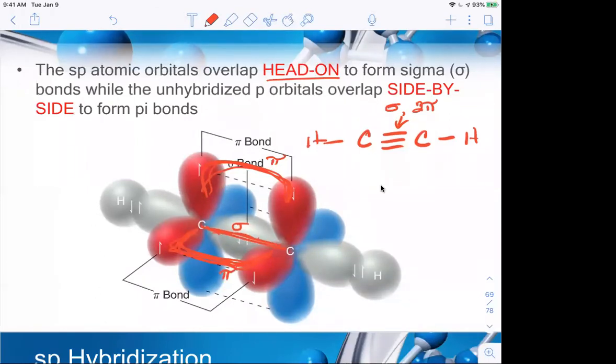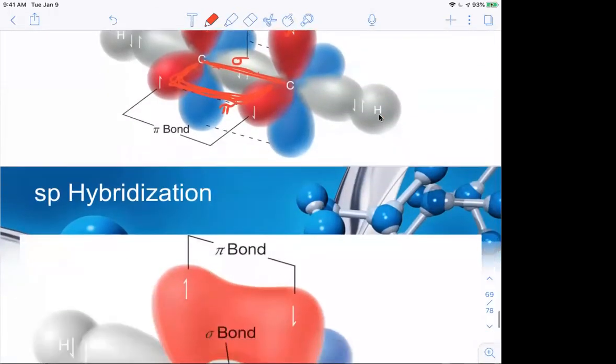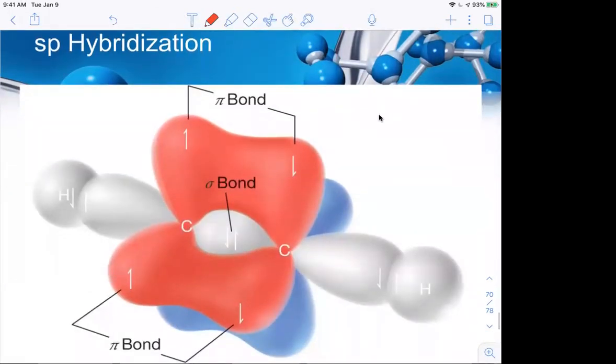So when you look at it, it's going to look like this, where I have the head-to-head overlap, which is the sigma, and then I have the pi, and I have the other pi. Those 2 pi's are 90 degrees away from each other. One goes up and down, one goes in and out of the plane if this is all in the plane.